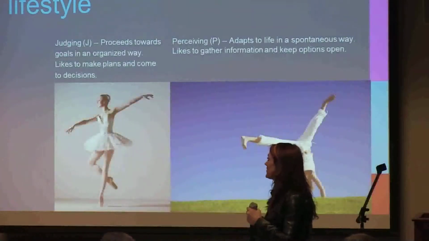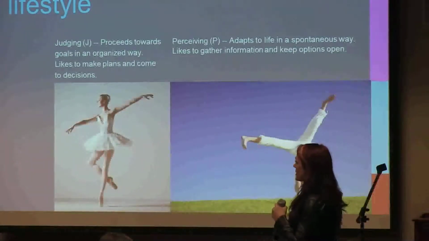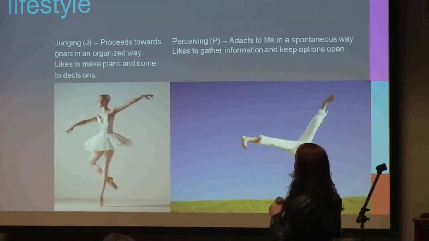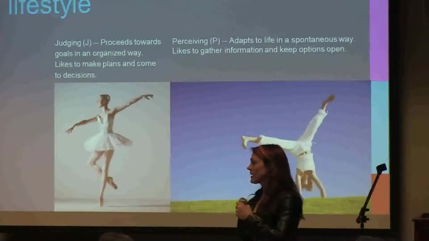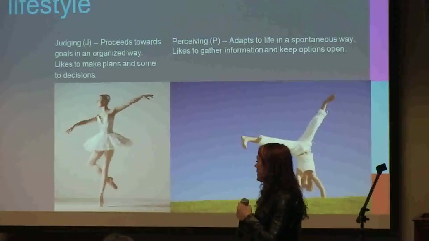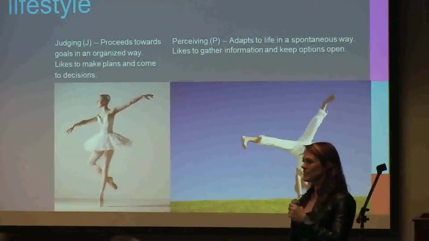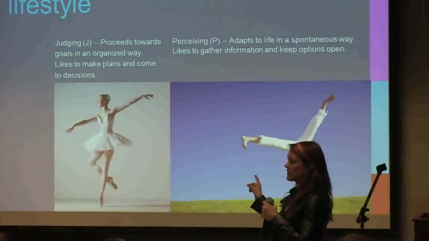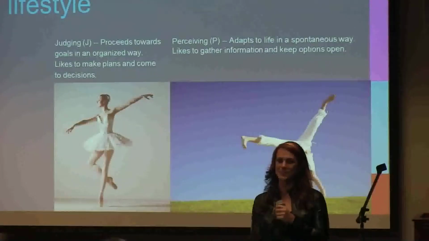Okay, lifestyle. So judging proceeds toward goals in an organized way, likes to make plans and come to decisions. Perceiving adapts to life in a spontaneous way and likes to gather information and keep options open. And there's a lot of times where if you're reading a book, if you don't get what the characters are doing, like, now why would they do that next? That doesn't necessarily mean the writer wrote it wrong. It just might mean they have the opposite personality as you, and so what they're doing is annoying you because you wouldn't have done it that way.